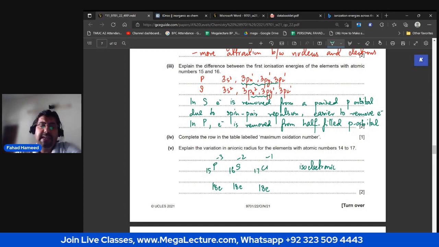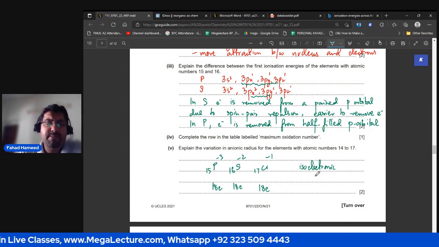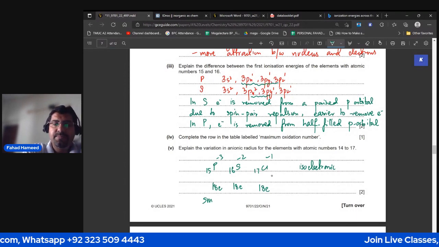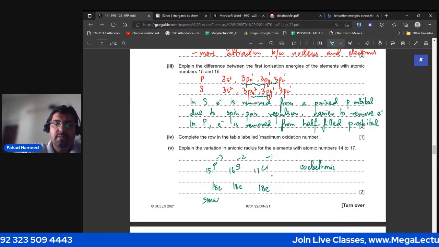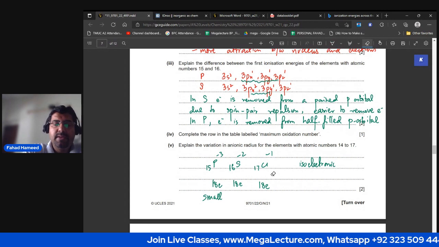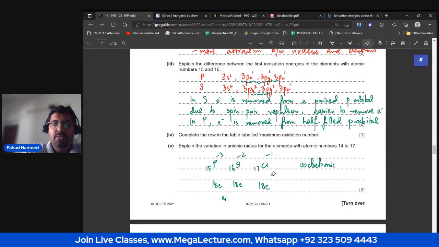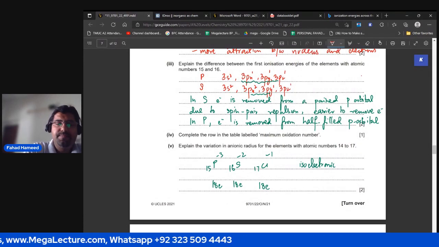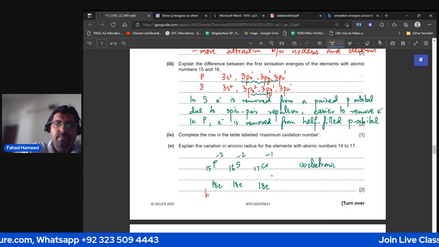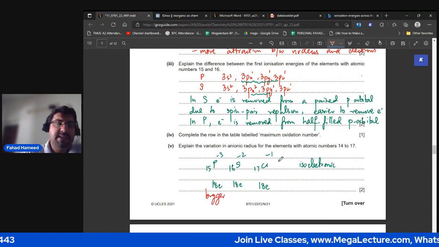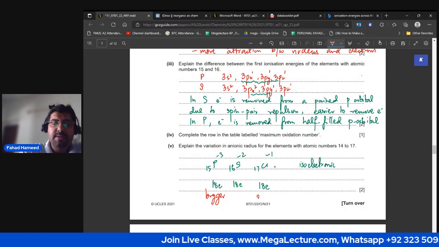So you're going to state that they have the same number of shells and the same number of electrons, but this is going to be smaller. Actually, sorry, this is going to be bigger. I'm talking about phosphorus over here. It's going to be bigger in size, and Cl is the one that's going to be smaller in size.